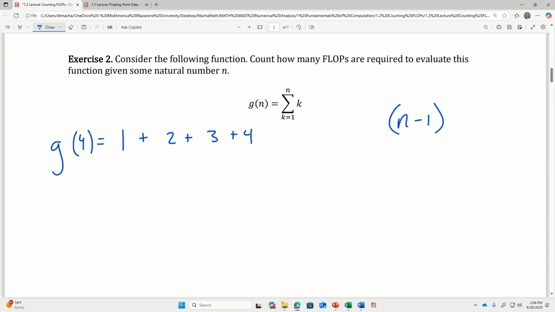So what if I want to evaluate this function at n equals 100? How many flops is it going to require? 99 flops. Very good.